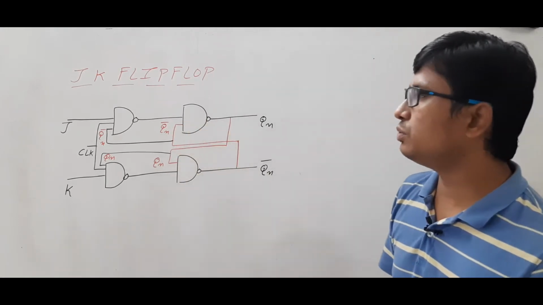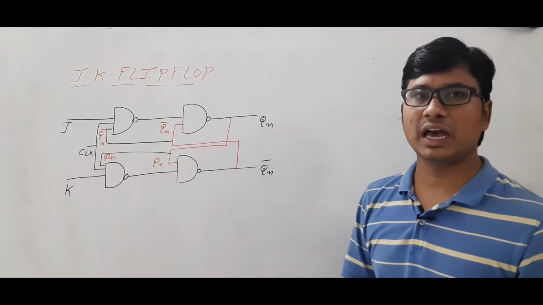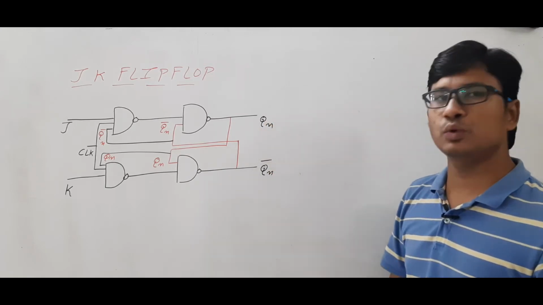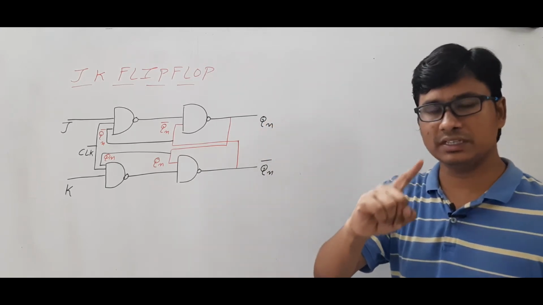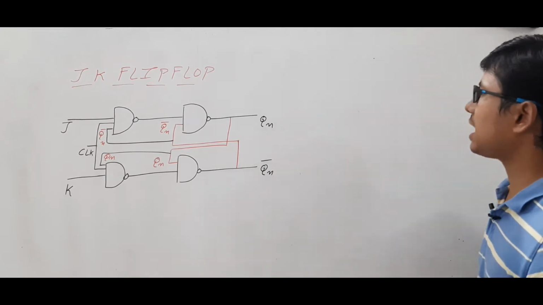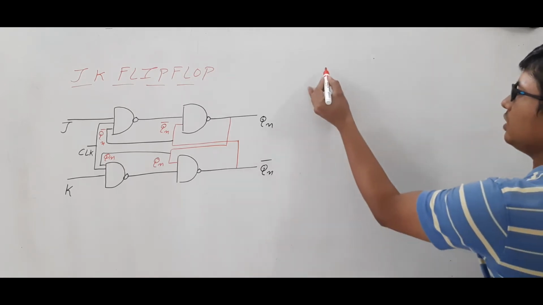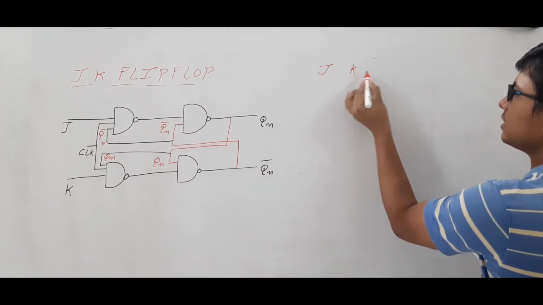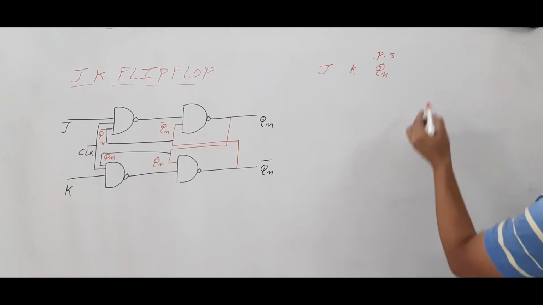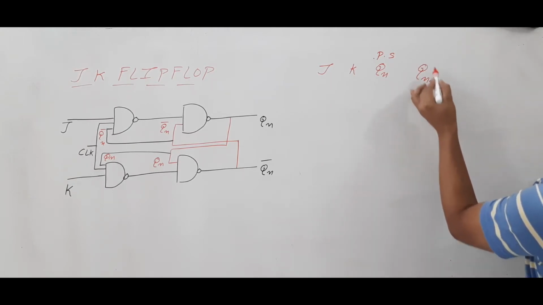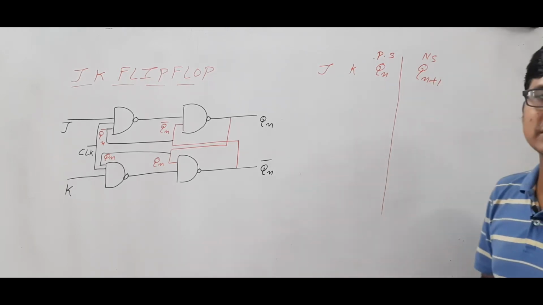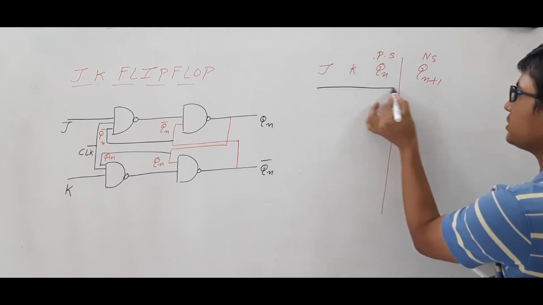Is it clear? So with this we will discuss the characteristic table of the JK flip-flop. And remember one thing, this is Q and this is Qn complement. Both are a single variable: if this is 1, this will be 0; if this is 0, this is 1. The characteristic table of the JK flip-flop will consist of inputs J, K, Qn, which is the present state, and then we will have Qn plus 1, which will be the next state. So totally I have 3 inputs J, K and Qn. The one output is Qn plus 1.